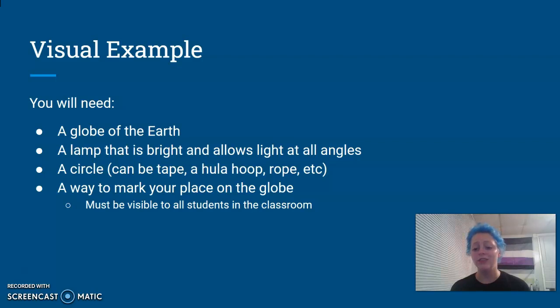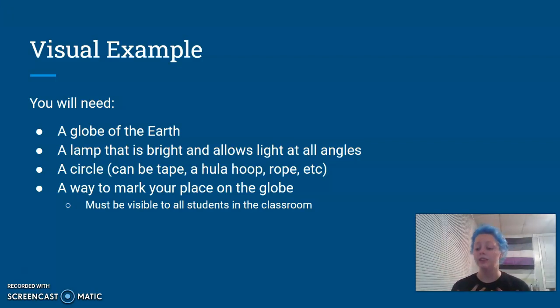Next is the visual example. If this seems a little abstract, maybe doesn't quite make sense in your head, I will have a link in the post on the Moodle to a YouTube video of me demonstrating this modeling activity. So for this activity, you'll need a globe of the Earth, a lamp that is bright and allows light to be shown at all angles, some sort of circle, and a way to mark your place on the globe.